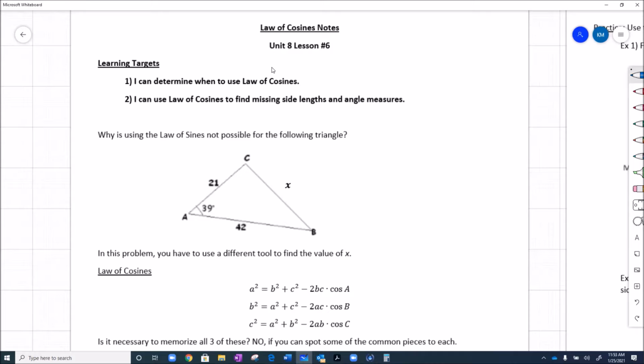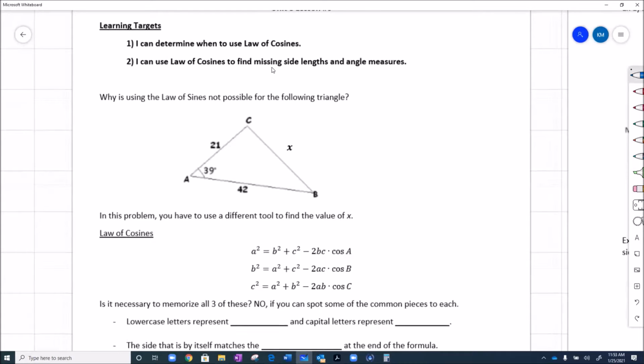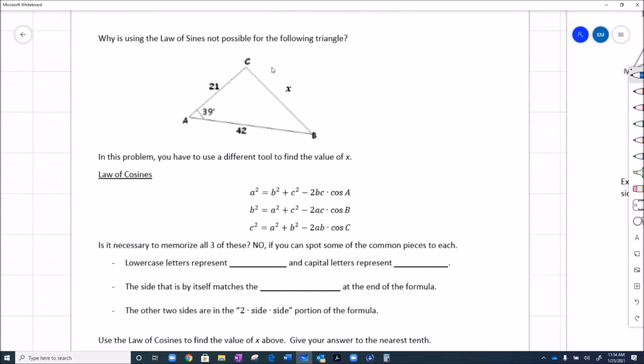Okay, looking at this triangle, why is using the law of sines not possible here? In this problem, we can't use law of sines because we don't have an angle and its corresponding side. Even though we have two sides, we don't have an angle that goes with it, and we have the angle, we don't have the side that goes with it. So we can't use law of sines because we don't have a complete ratio.